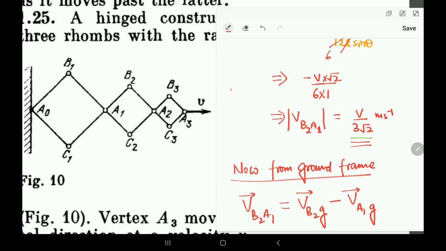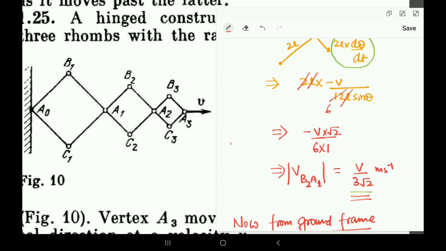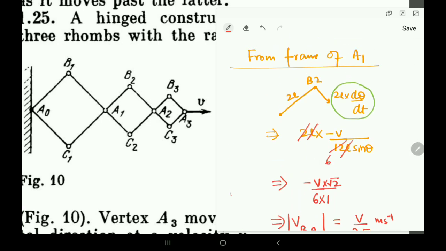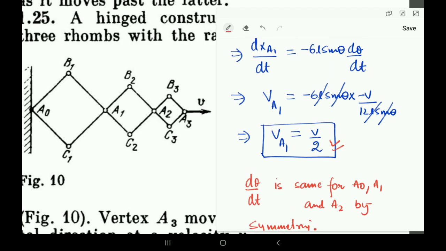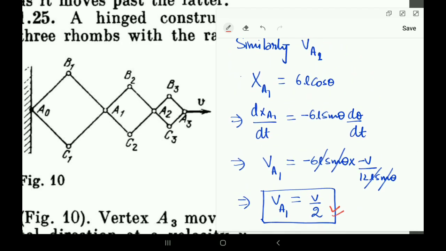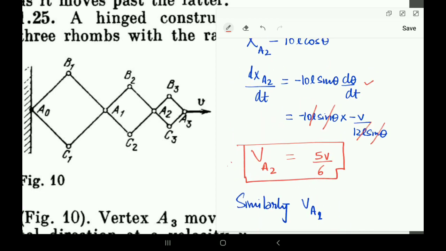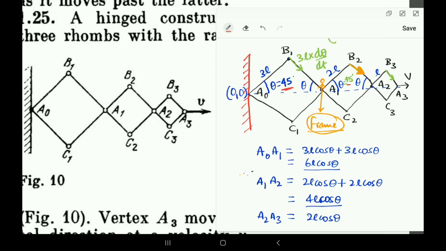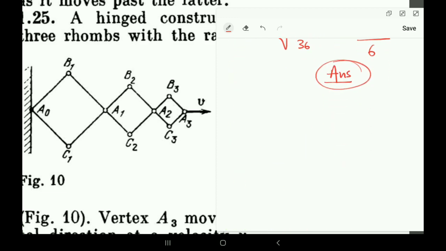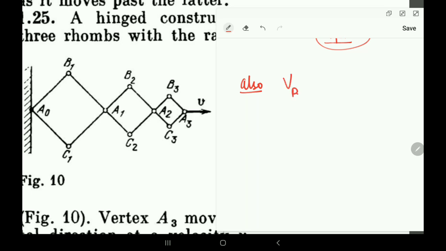V by 3 root 2 was the velocity of joint B2 with respect to A1. And what did we do to calculate the velocity of joint B2 with respect to ground? We just added the velocity of the frame using relative motion. We vectorially added it. So this is how the whole problem gets solved, and all the required entities have been calculated. Let's dig deeper. If I want you to calculate the velocity of joint B1, what is the velocity of joint B1 with respect to ground?